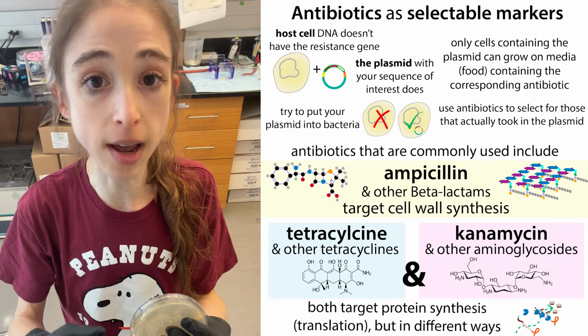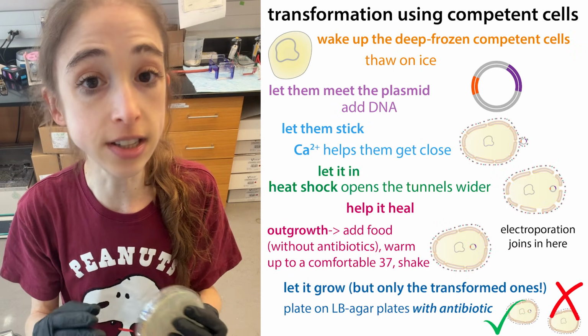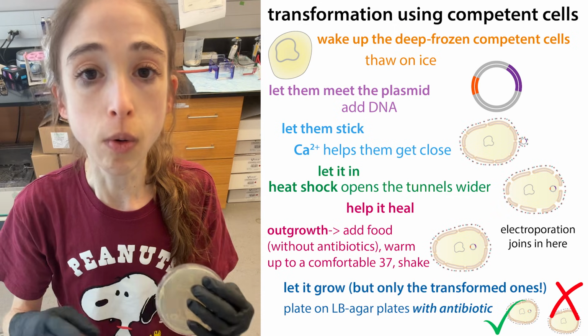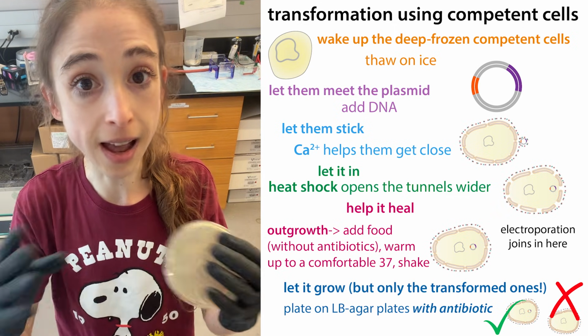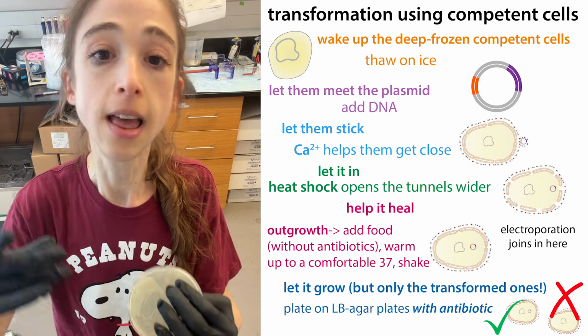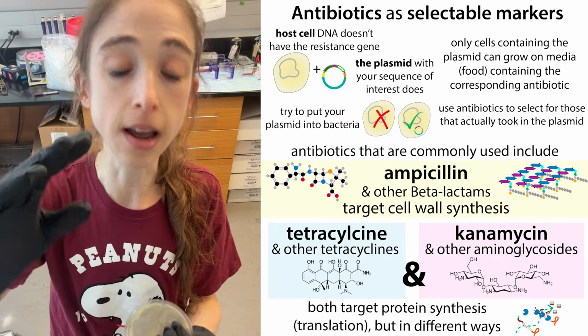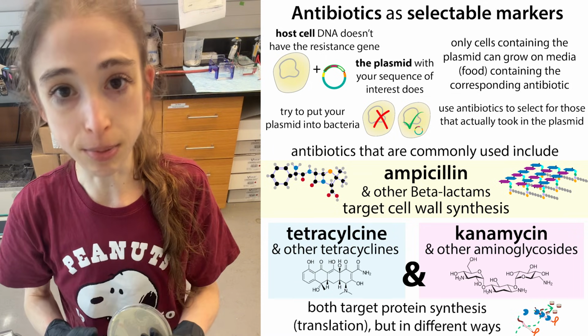With other antibiotics, things like kanamycin, tetracycline, chloramphenicol, all of these are going to need that outgrowth step where you allow them to recover from the transformation in the absence of the antibiotics. Give them time to make the proteins that will inhibit the antibiotic before the antibiotic prevents them from making proteins.